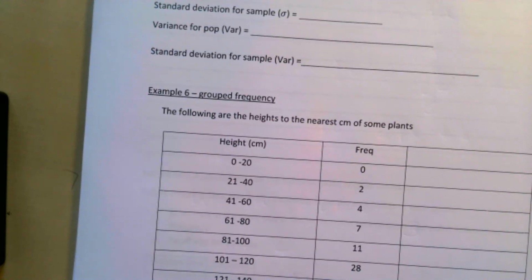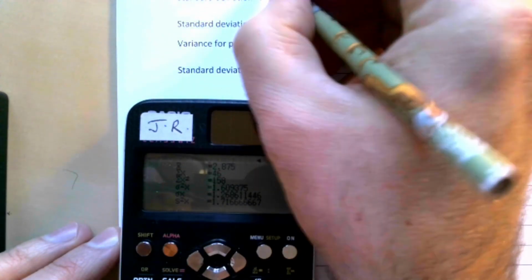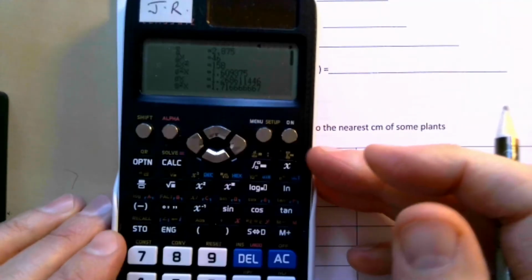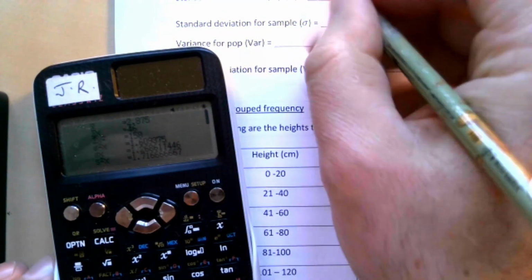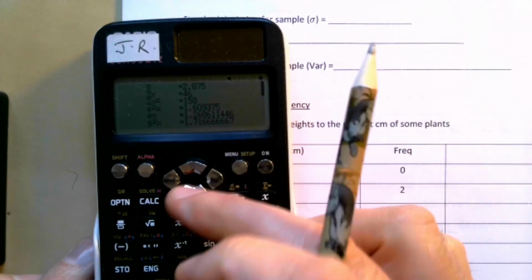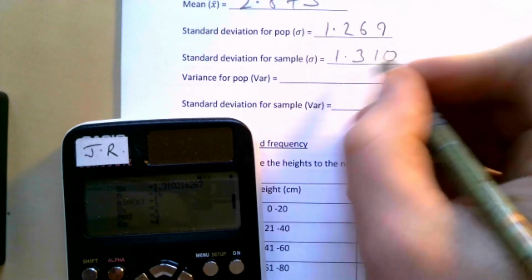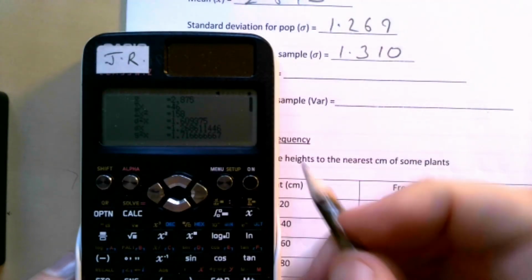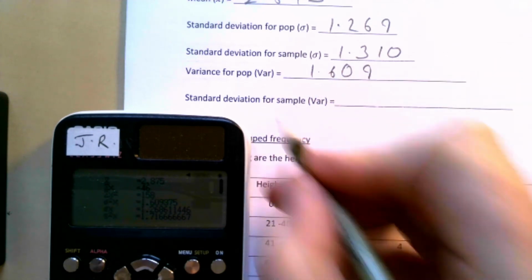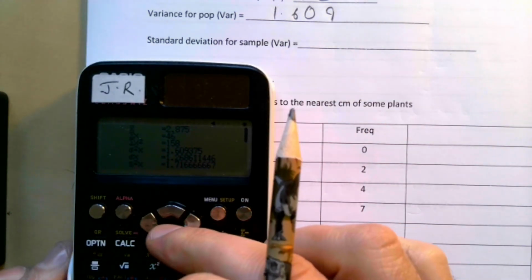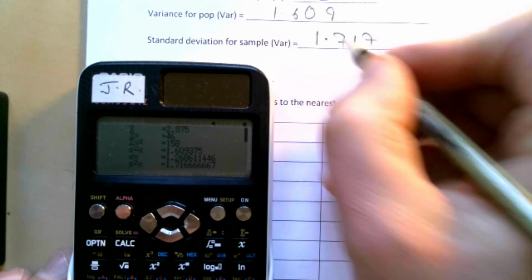Over the page then, our mean is 2.875. Standard deviation for the population, it's going to be this one, 1.269. Standard deviation for the sample, 1.310. Variance is 1.609 for our population. And the sample variance is going to be 1.717. So that's the information that we need.